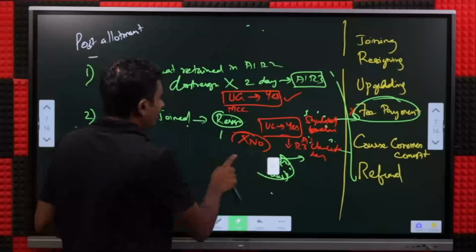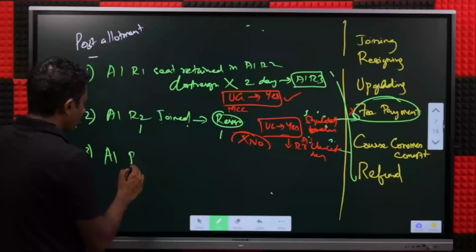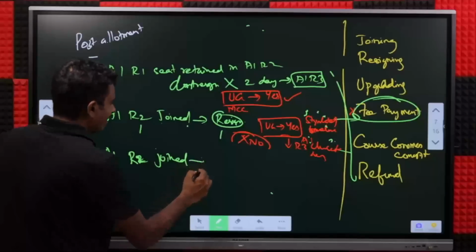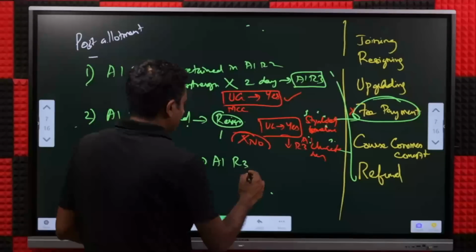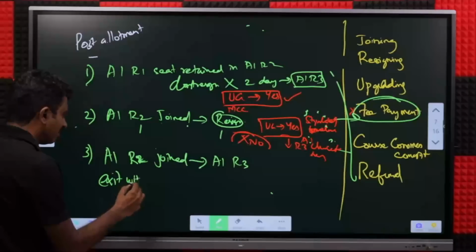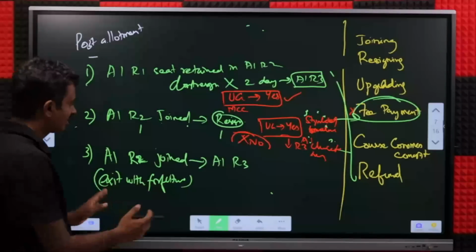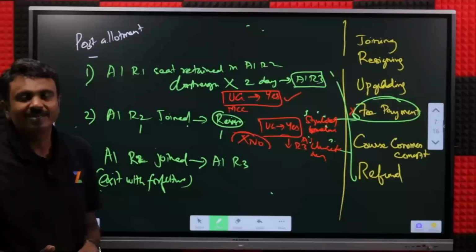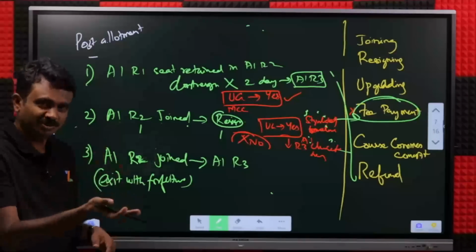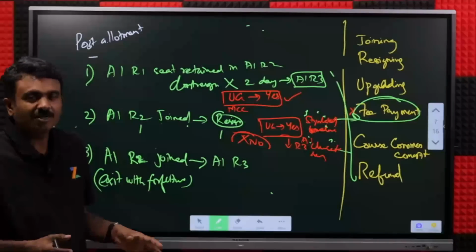Now we will go to the third question, which has also been troubling everyone. All India Round 2 joined. I am not even resigning. I am going to upgrade. Is it exit with forfeiture? We were a little worried about this, because till last year, many candidates resigned in All India Round 2, did not join, and went to All India Round 3. That is a huge chunk of security deposit forfeiture, comes to crores.